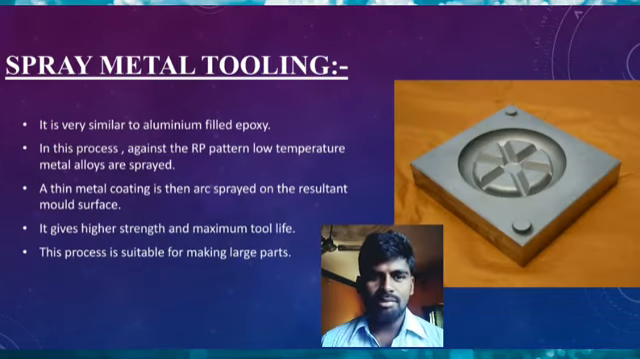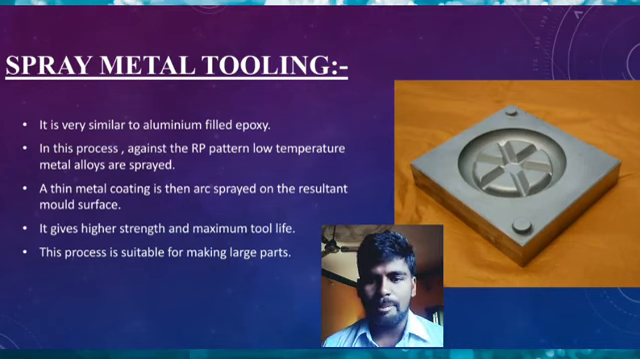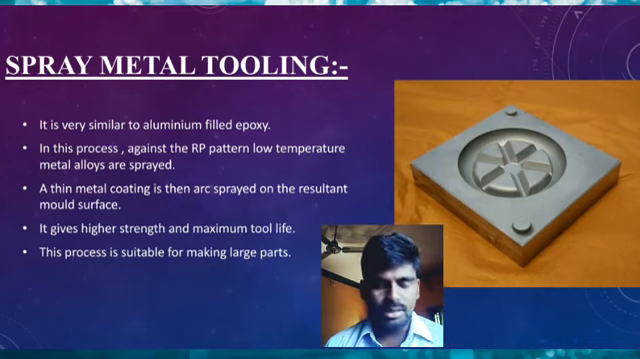Metal tooling. It is very similar to the aluminum filled epoxy process. In this process, low temperature metal alloys are sprayed against the pattern. A thin metallic coating is then also sprayed on the resultant mold surface. It gives higher strength and maximum tool life. It is used for making large pots with less shrinkage and highly accurate sinks.